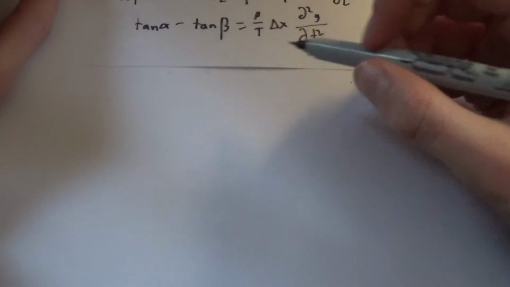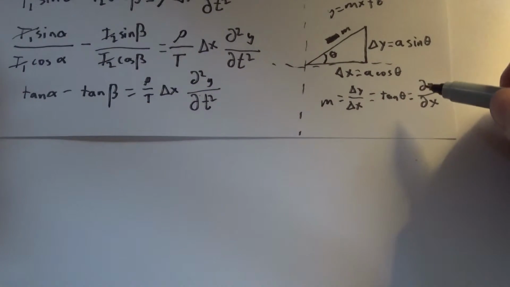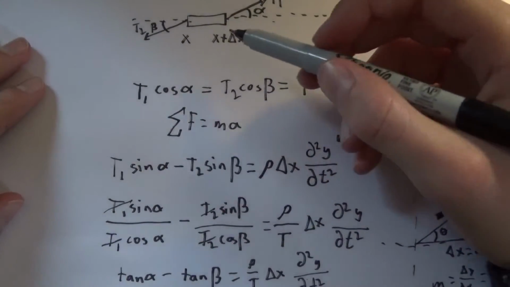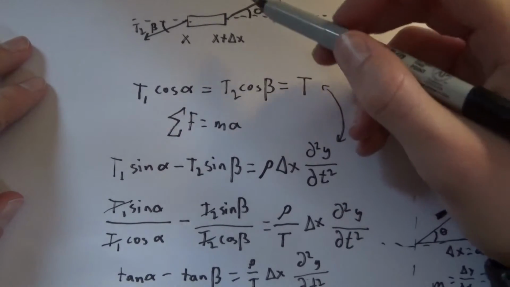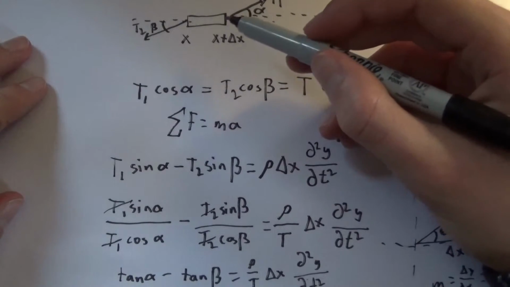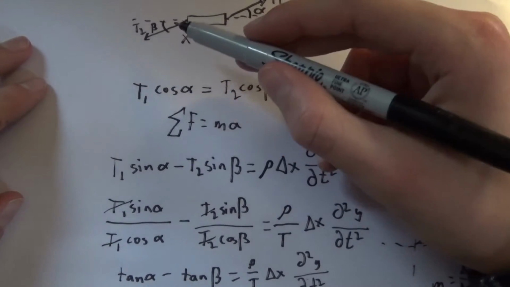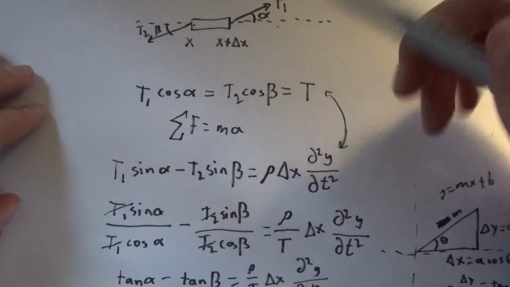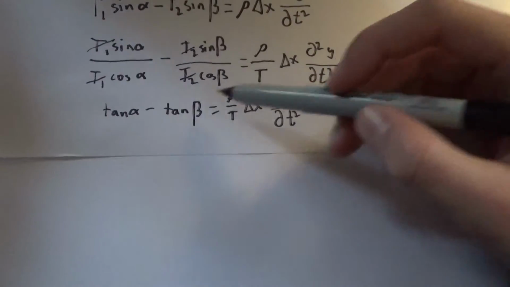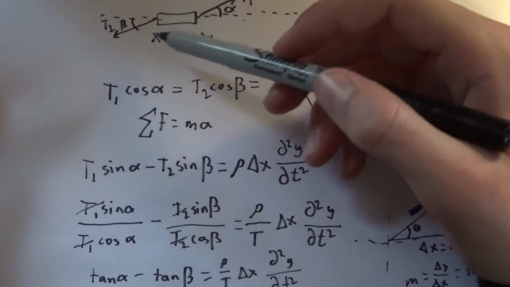We can rewrite tangent of alpha as the partial derivative of y with respect to x sub 1. Let's just put a subscript of 1 on y and x, because alpha is on this side of the wire. The slope here is obviously going to be different from the slope here, so we'll label this with a subscript of 1. And correspondingly for beta, we'll label it with a subscript of 2. Okay, so here's what we have after that.